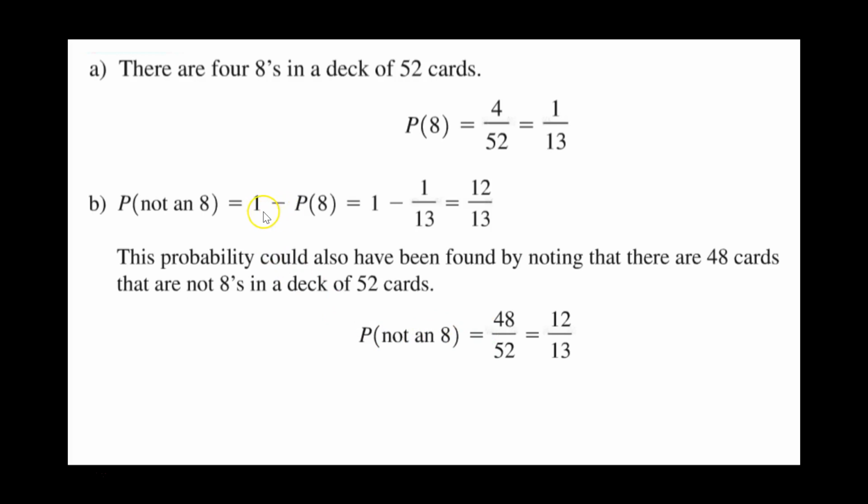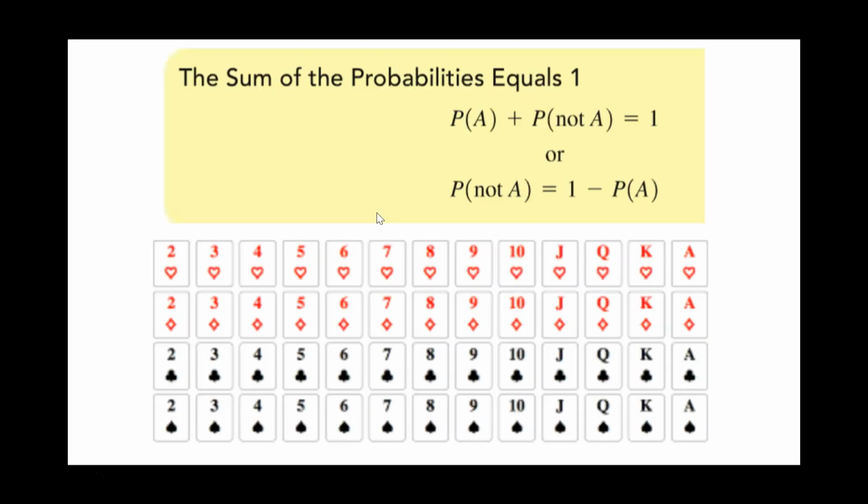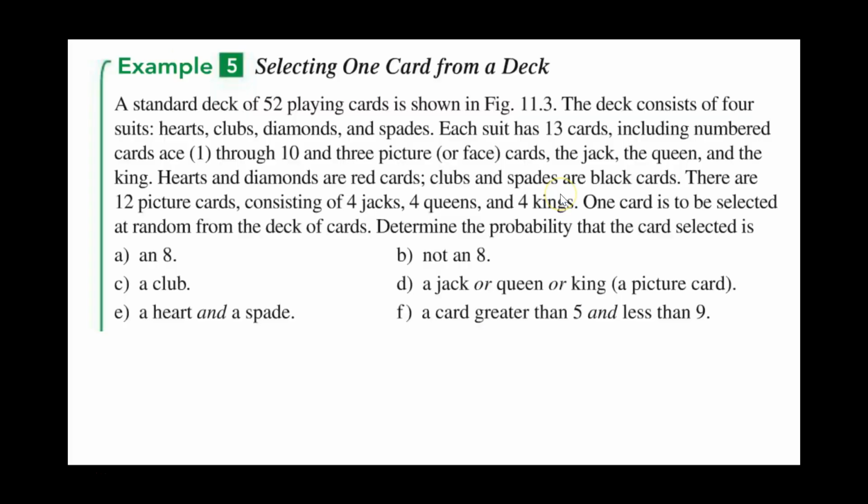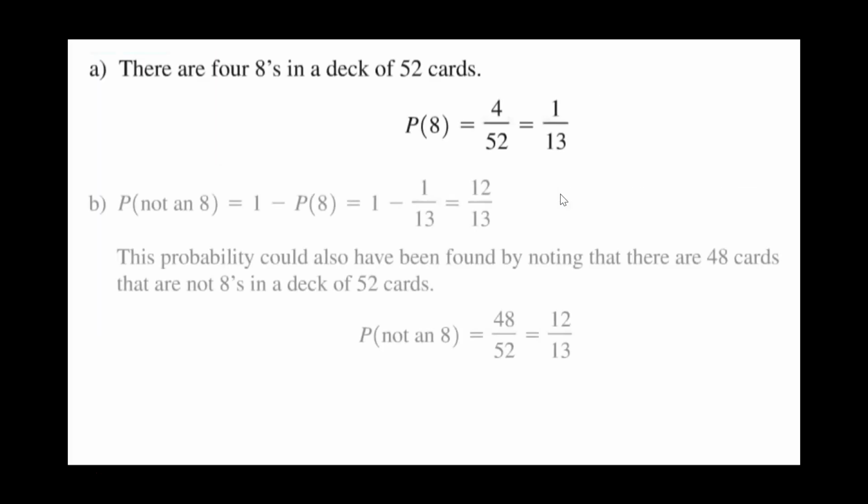So you really don't need to do this 1 minus here. Like I said, it's pretty much common sense: if there are 4 8s, there should be 48 that are not 8s. So you put that over 52, reduce it, and we get 12 over 13, just like if we did the formula that I showed here. And you still get 12 over 13.